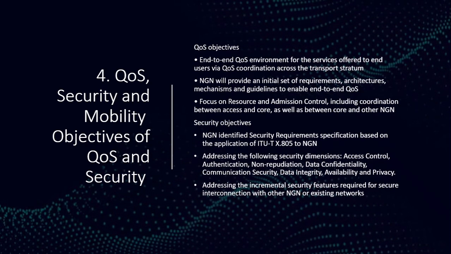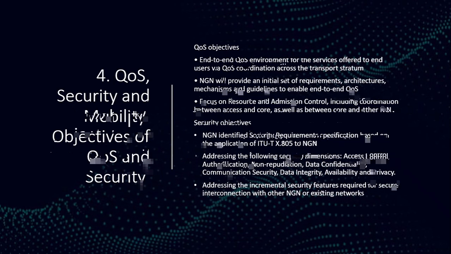Next are the security objectives. The security objectives include NGN identified security requirement specifications based on the application of ITU-T X.805 to NGN, addressing the following security dimensions: access control, authentication, non-repudiation, data confidentiality, communication security, data integrity, availability, and privacy. Addressing the incremental security features required for secure interconnection with other NGN or existing networks.